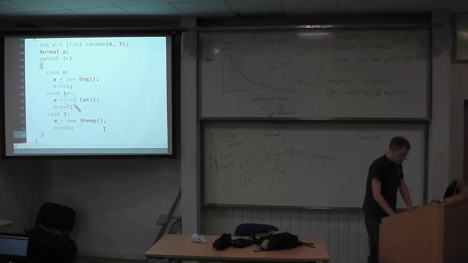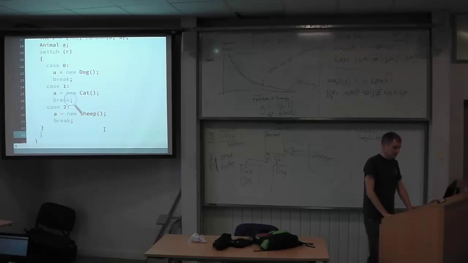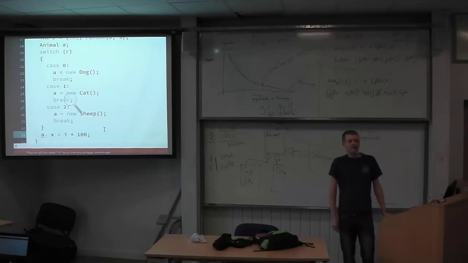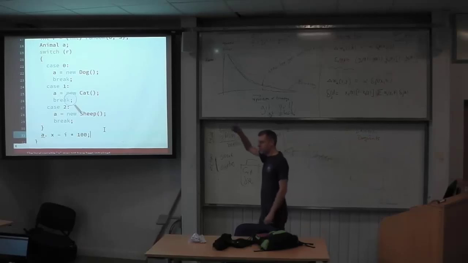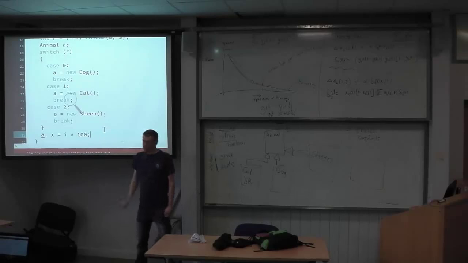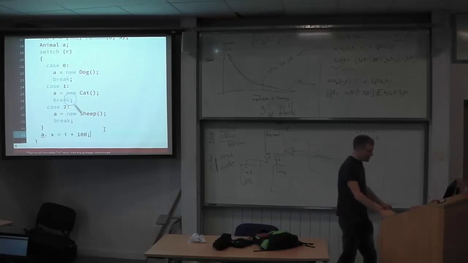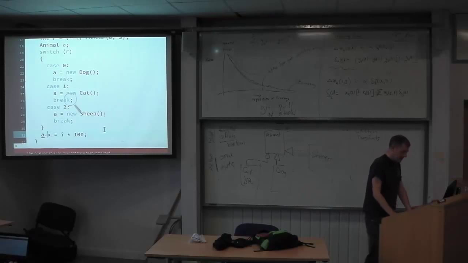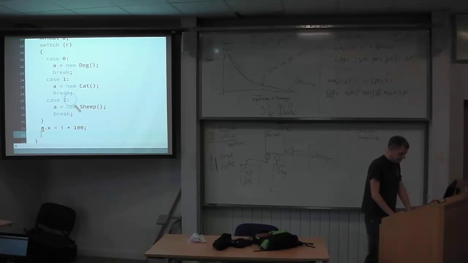Final thing we need to do here is set the x and y coordinates. So a.x is going to be equal to i multiplied by 100. So i is the index: if i is 0, it's going to be 0. If i is 1, it will be 100. If i is 2, it will be 200, and so on. So we're going to space these out, giving each one 100 pixels. Let's fix that error as well. a.y equals 100.